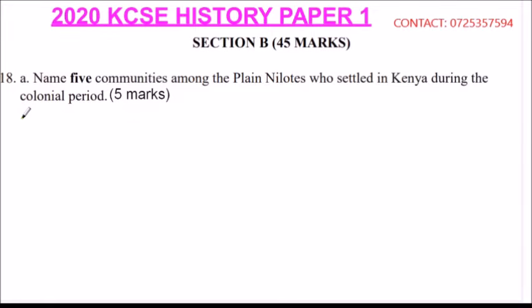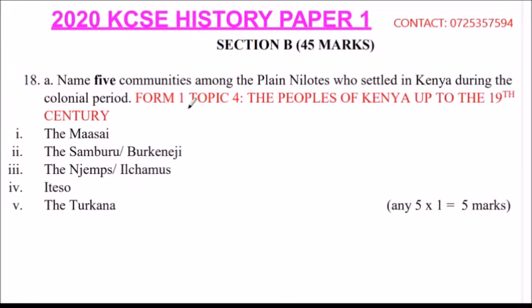This is question number 18, and we are told, name 5 communities among the plain Nilotes who settled in Kenya during the colonial period. That is when the colonizers were in Kenya. You name 5 communities among the plain Nilotes. So let's see what is expected. This question is from Form 1, Topic 4, the peoples of Kenya up to the 19th century.